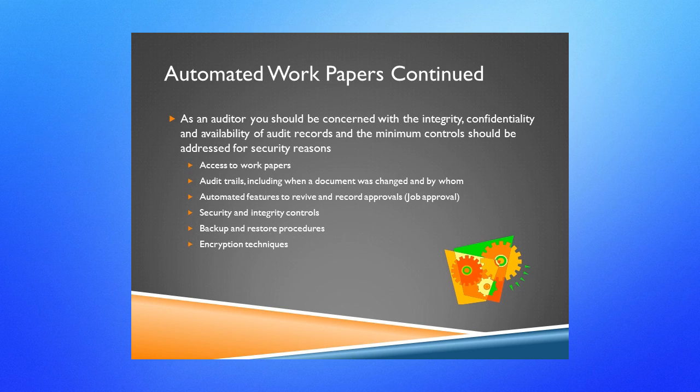Automating features to record approvals, we call that a job approval. What that basically means is that if I do make a change to a document, rather than that being set in stone, there should be a review process to look at those documents to make sure that it looks right. So again, a job approval. The necessary security and integrity controls, maybe encryption, that type of thing. Certainly backup and restore procedures so you don't lose the information through a hard drive crash or theft or something like that. And as I already mentioned, encryption techniques to try to keep that information secure so that if you did have a theft, let's say of the laptop you were using or the hard drive, the files would still be useless to the people who have them.